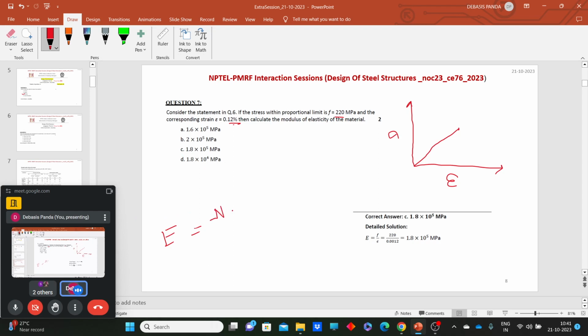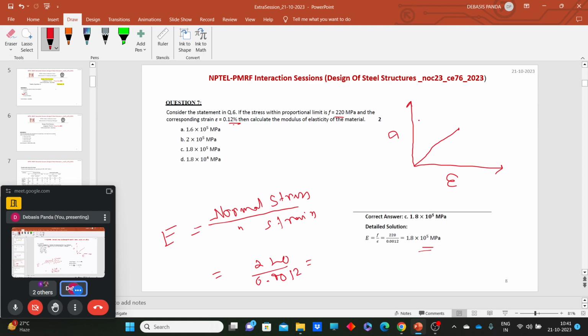We have two kinds of stresses. We have discussed it in detail. So in case of shear, that will become the shear modulus, but in case of normal stress upon normal strain. So here the stress value is given as 20, divided by the value of strain 0.12%, that means 0.0012. So that will come as 1.8 into 10 to the power 5.